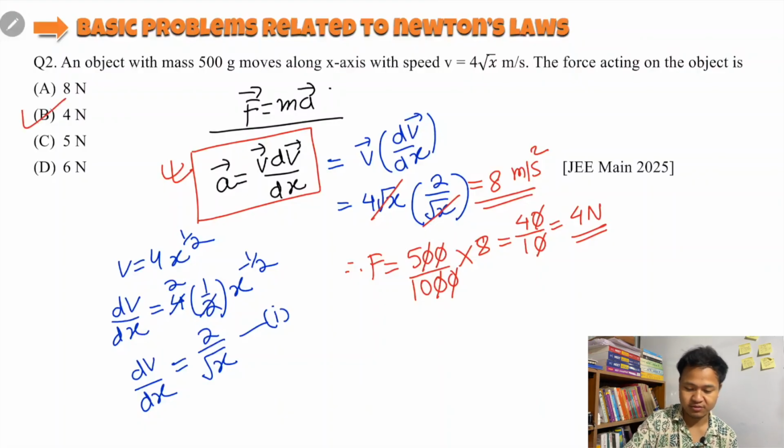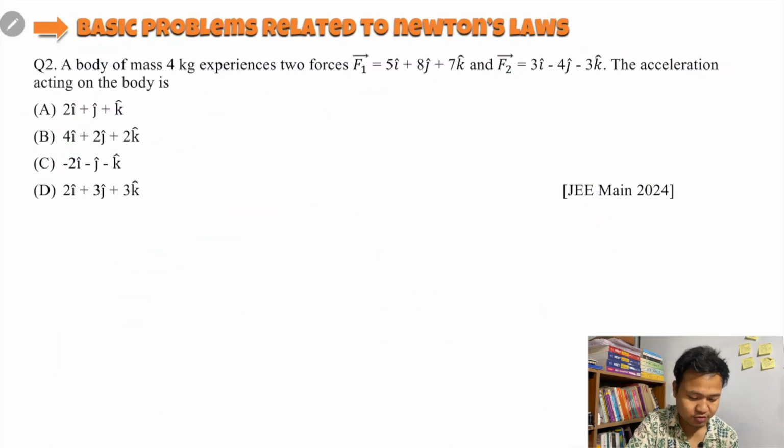Next question. Try editing it yourself, just make a somewhat modification. A body of mass 4 kg experiences forces. The question is, what is the acceleration of the body?